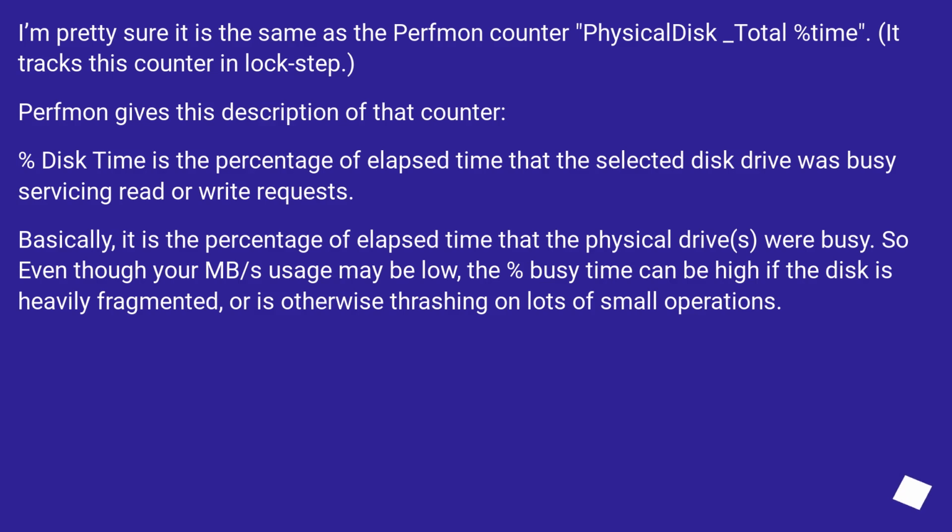I'm pretty sure it is the same as the performance counter Physical Disk _Total % Disk Time. It tracks this counter in lockstep. Performance Monitor gives this description of that counter: percent disk time is the percentage of elapsed time that the selected disk drive was busy servicing read or write requests. Basically, it is the percentage of elapsed time that the physical drives were busy.